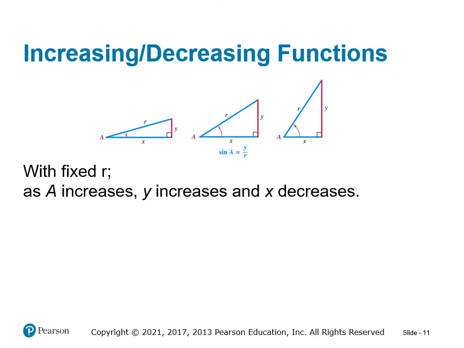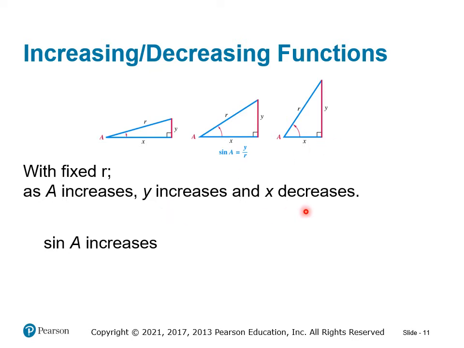So if we have a fixed hypotenuse, if the length of r stays the same, as angle A increases in this diagram, notice that what's going to happen is that side y is going to increase and side x is going to decrease. Now what this means is that because the sine is y over r, the r is staying the same, as y increases, that measure is going to get larger, right? Y over r is the same. As y gets bigger, then this fraction gets larger. So the sine is going to increase.